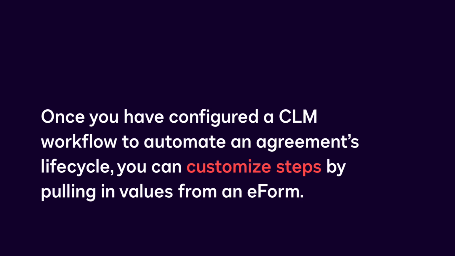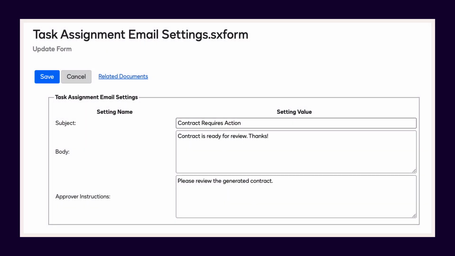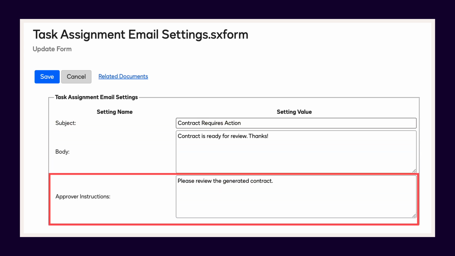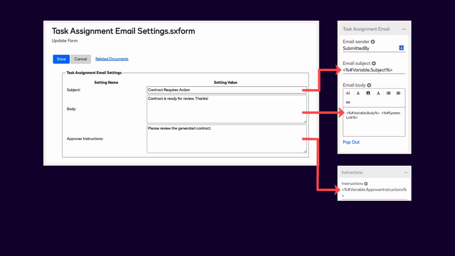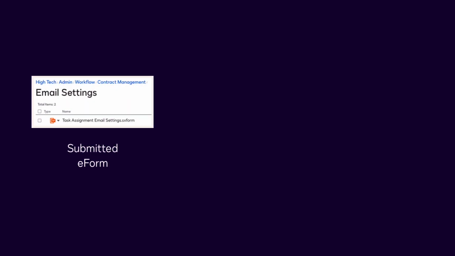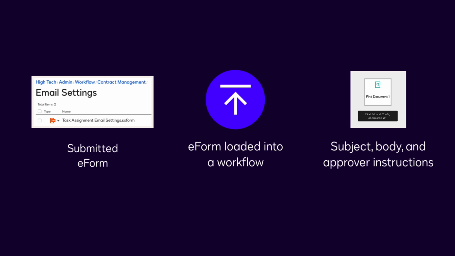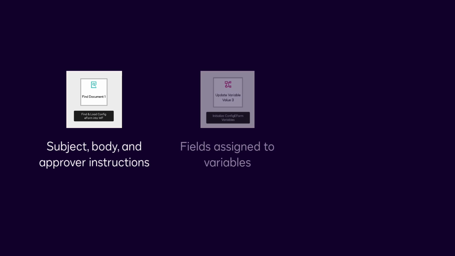from an e-form. This is an example of a submitted e-form that contains task assignment email and instruction settings. These are used to configure an approved workflow step. In this workflow snippet, the submitted e-form is loaded into the workflow to obtain values entered for the subject, body, and approver instructions fields. Field values loaded into the workflow are assigned to variables.